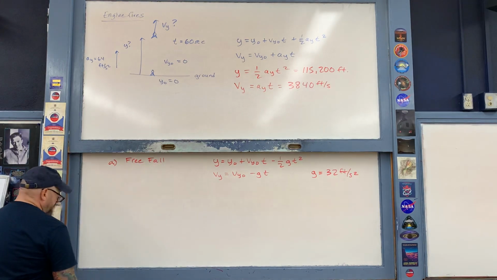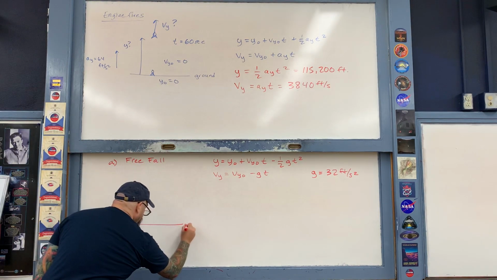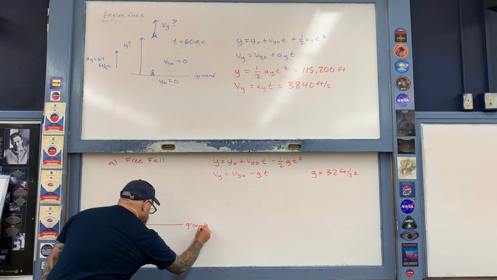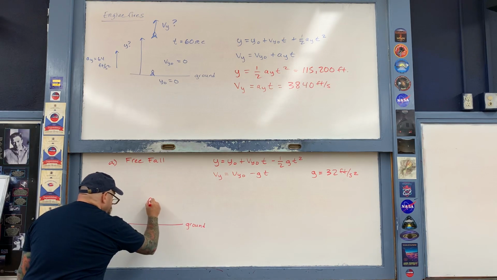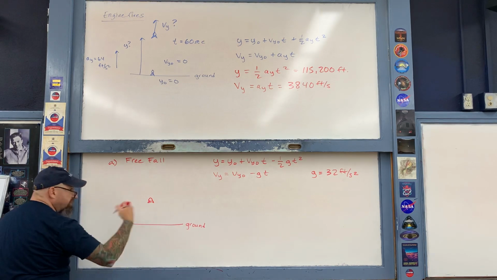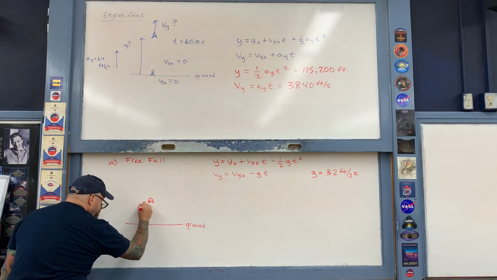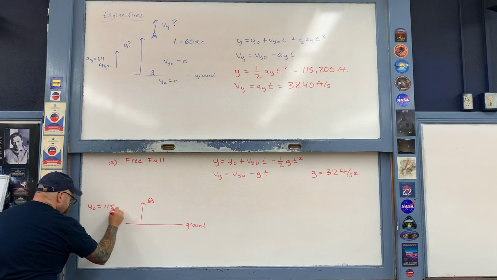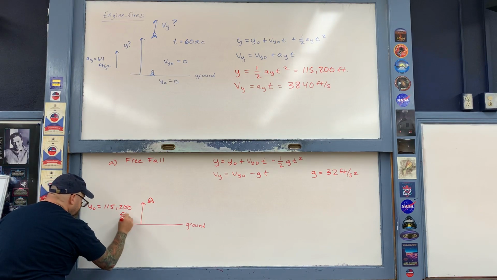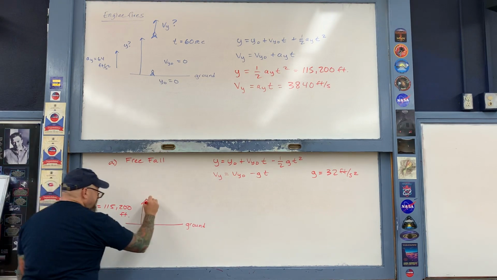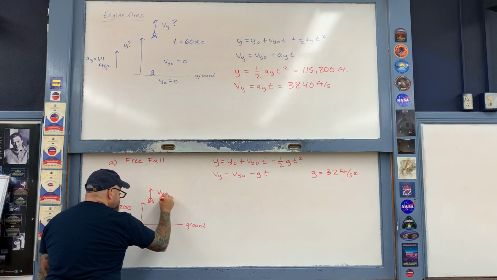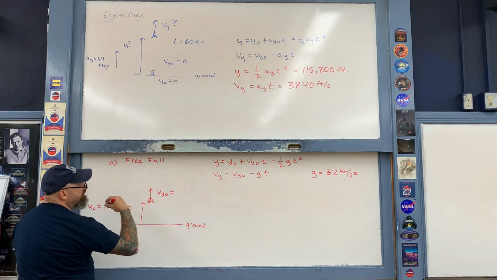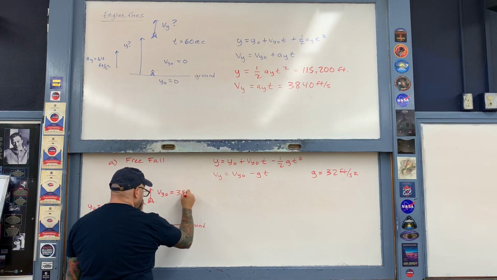Okay, now for part A, let's just draw it out in the following way. Okay, here's the ground, once again thought of as the origin, and then here's the rocket the instant that the engine shut off. Therefore, we have here now for this portion of the problem an initial position of 115,200 feet. And then right here is the initial velocity at this instant. That's the 3840 feet per second that we calculated a few moments ago.